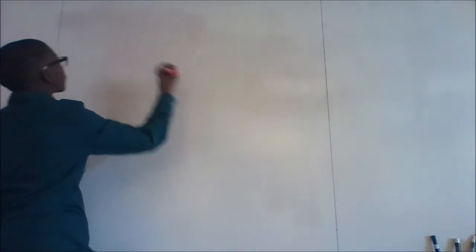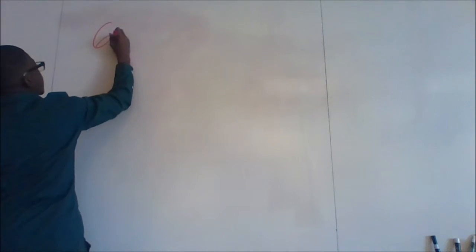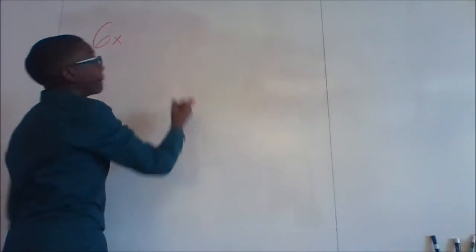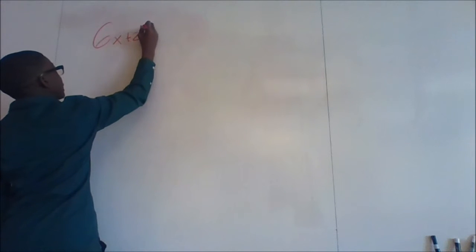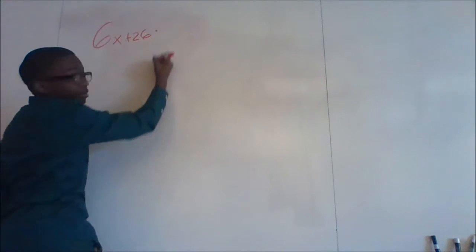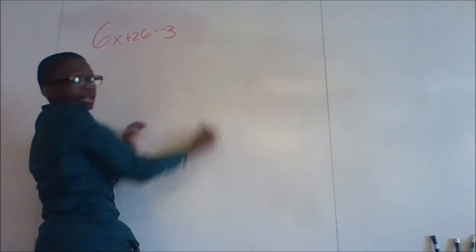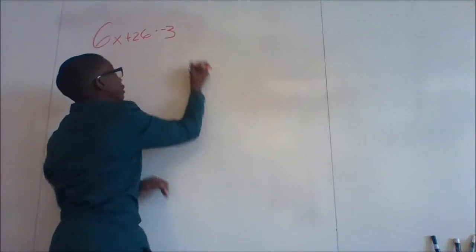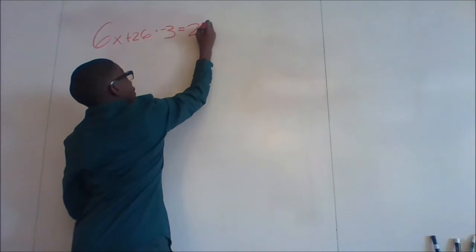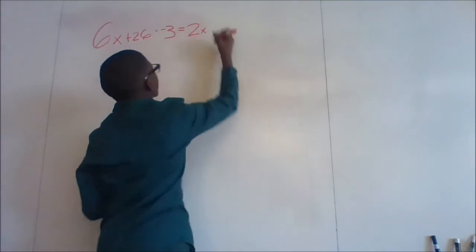So our next example, while it may seem intimidating, is not. It just takes a lot of steps, but as you follow it, it'll be simple. The next example is 6x plus 26 times, that's what the little dot is, negative 3, is equal to 2x minus 4.